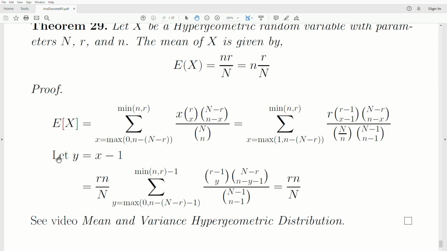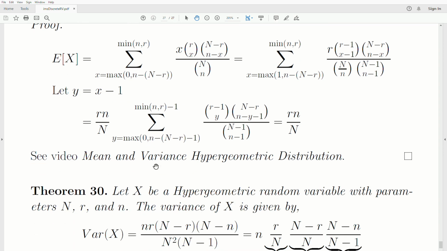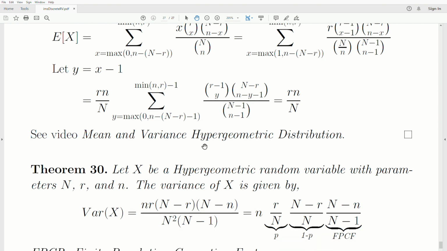But before we get to there, we do a variable change, y equals x minus 1. So the term, we subtract 1 up here. We could subtract 1 here, but I go ahead and put it into the arguments, 0 and n minus 1. And then this right here is an application of Vandermonde's identity, and it sums to 1. And we're left with r n over N. And for another proof of the mean of a hypergeometric distribution, see the video mean and variance of a hypergeometric distribution. I give another proof that's different from this one.